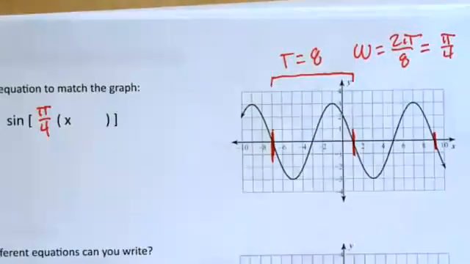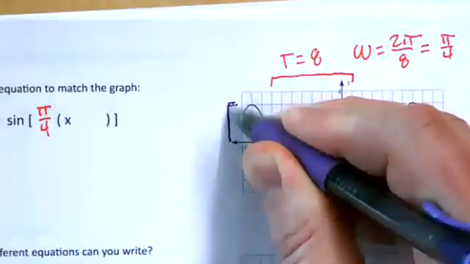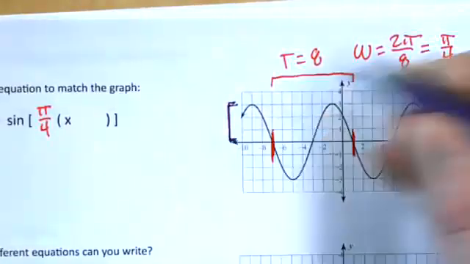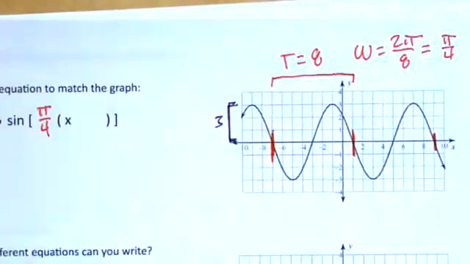And again, it doesn't matter which of those we pick. How big is our amplitude going to be here? Looks like we're going up and down by 3. So we know our amplitude is going to be 3.